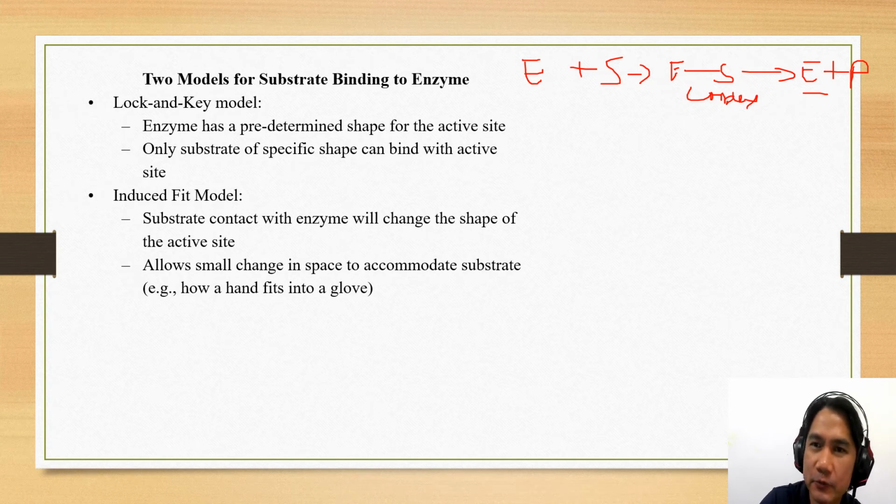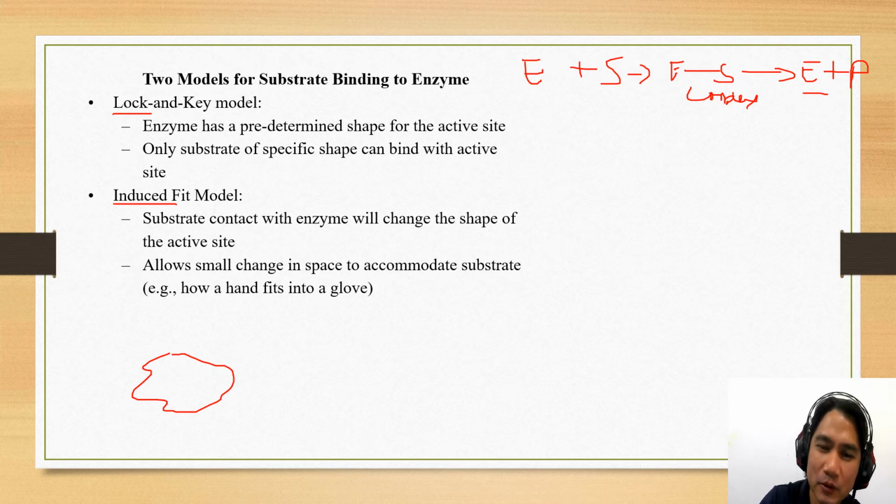Two models of substrate binding. One is the lock and key model. The other one is the induced fit model. What is a lock and key? Let's assume that you have a padlock. This is not a padlock, but I would like to illustrate the enzyme with a padlock. A padlock opens only if you use its specific key. So for example, you have a padlock here, and here's the opening where it receives the key, and here's the key. The groove inside this padlock is similar to the general shape of the key.